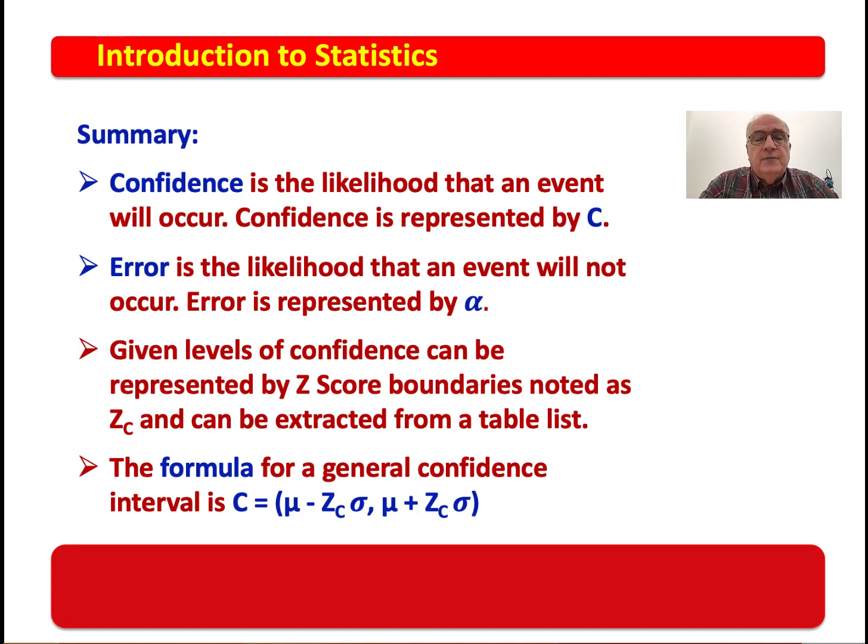Here we have a summary. Confidence is the likelihood that an event will occur. Confidence is represented by C. The error is the likelihood that an event will not occur. The error is represented by alpha. Now, our confidence plus our alpha should add to 100%. Our given levels of confidence can be represented by z-score boundaries noted as z-confidence and can be extracted from a table list. And the formula for a general confidence interval, just for the normal distribution curve, is: the lower bound is mu minus z-confidence times sigma, and the upper bound is mu plus z-confidence times sigma.